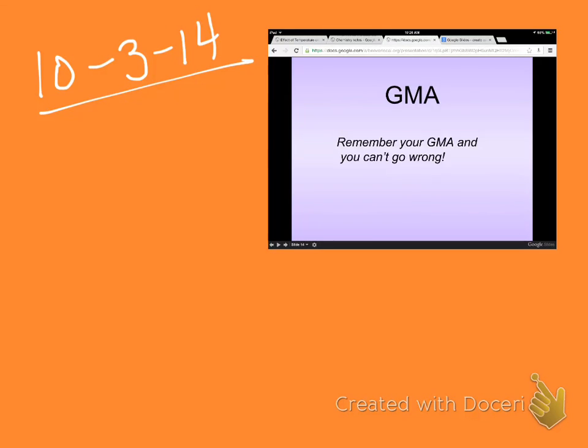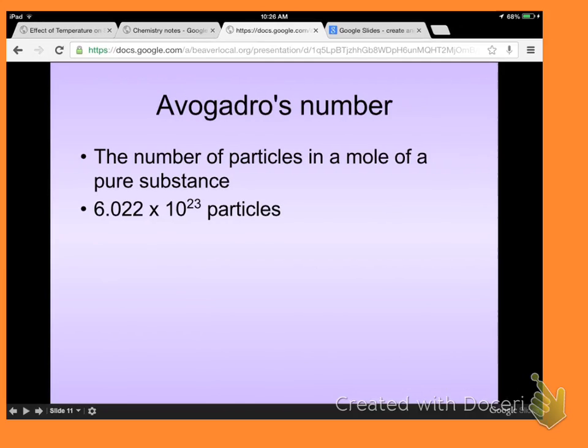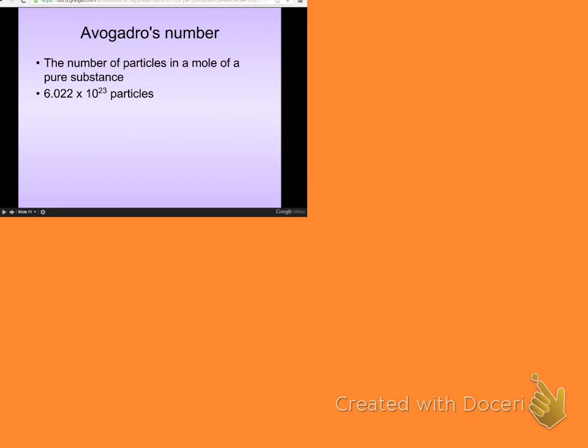Okay, so we've got GMA, we've gone grams to moles, moles to grams. Now we're going to do moles to atoms and atoms to moles. To start that idea off, we have to think about numeric relationships between atoms and moles.